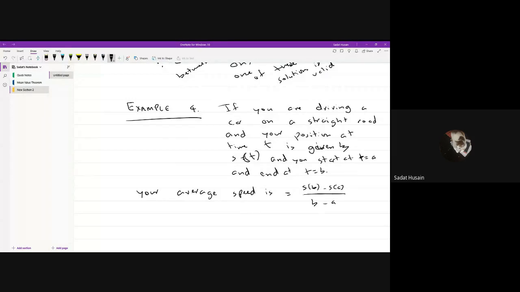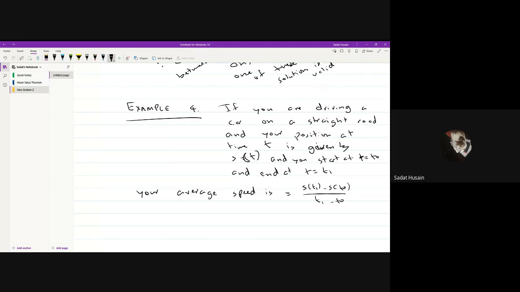Instead of t equal to a or b, let's use better variables. Let's use t equal to t naught and t equal to t1. Let's use our physics symbols. So this is t1 minus t naught. This is the average speed throughout the whole journey, the ending minus the starting position, divided by time.